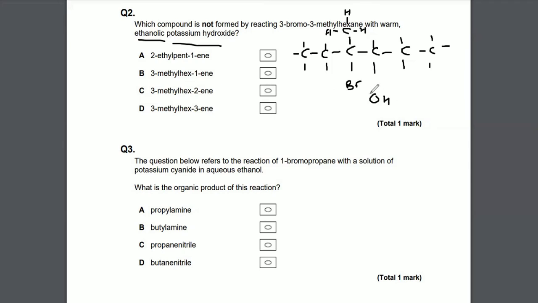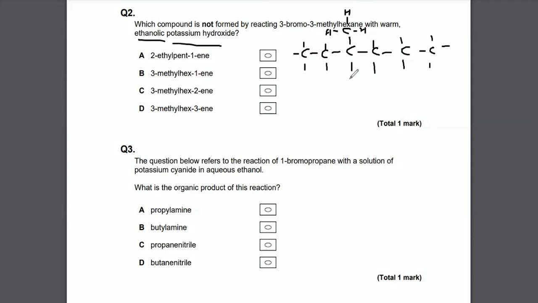Now, if it wasn't ethanolic potassium hydroxide and we just had sodium hydroxide or potassium hydroxide ions, we'd get nucleophilic substitution. And I'm going to show you that here. This hydroxide would donate its pair of electrons to the carbon, and then the bromine there would snap off and you would have an alcohol formed. And you get that with nucleophilic substitution of halogenoalkanes with hydroxides. But that's not what happens here. This is the ethanolic potassium hydroxide.